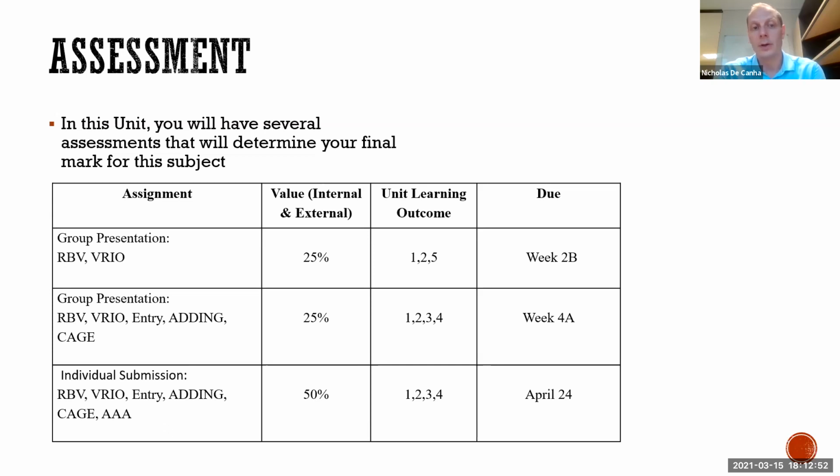By the next one, we do those, but then we're talking about suggested market entry mechanisms, as well as the adding framework and CAGE framework. And then your individual submission would cover pretty much the whole course. What's useful about having done those group presentations is there's ample opportunity to work with your colleagues and to fill in any gaps that you may have regarding the framework. How should we use it? I think that will work quite well.